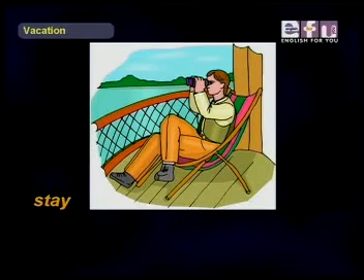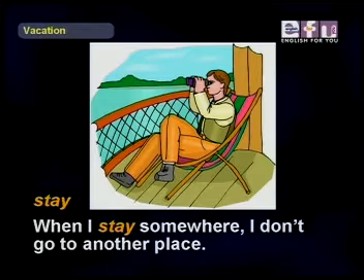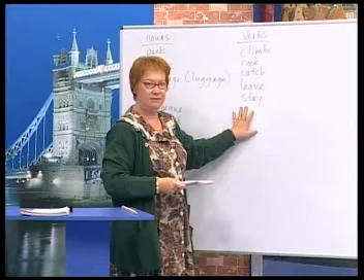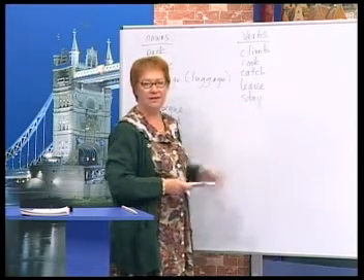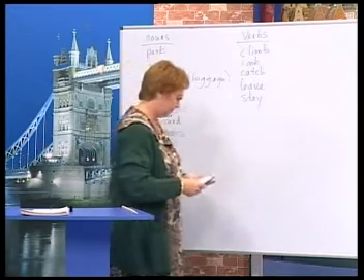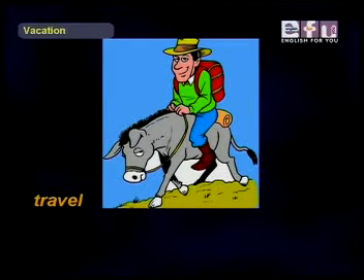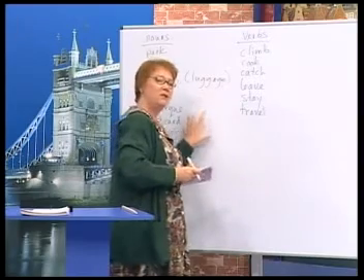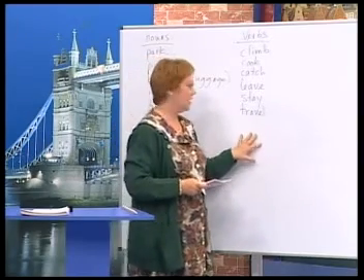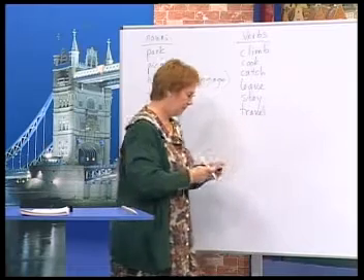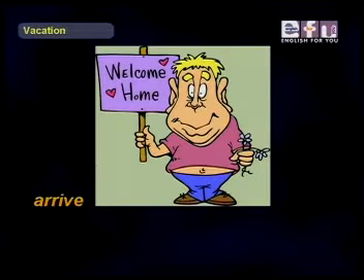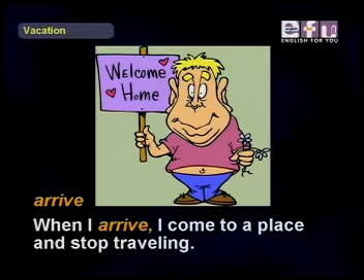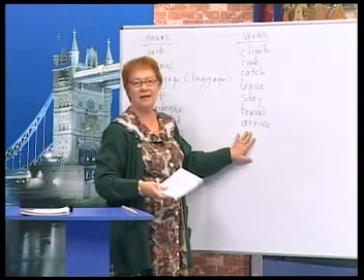Stay. When I stay somewhere, I don't go to another place. So I can stay in a hotel, for example, or I can stay in Paris. Travel is a verb. When I travel, I go from place to place. I travel from London to Paris. Okay? Travel is the verb. Arrive. When I arrive, I come to a place and stop traveling. I arrived in Paris last night.